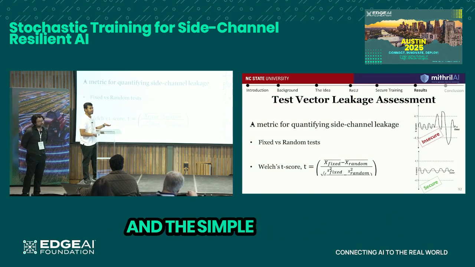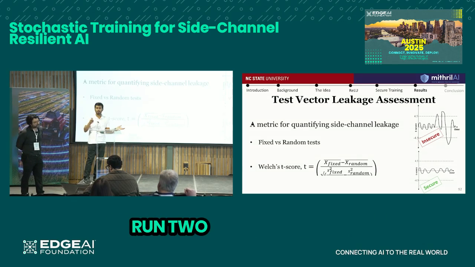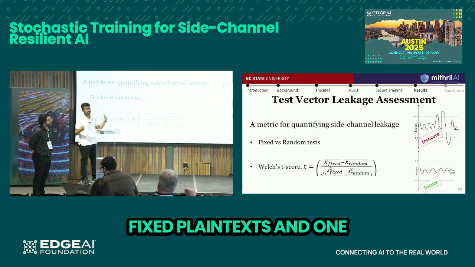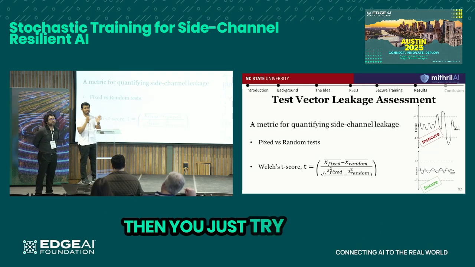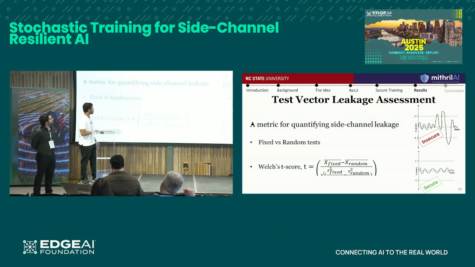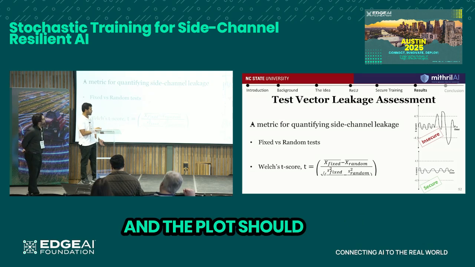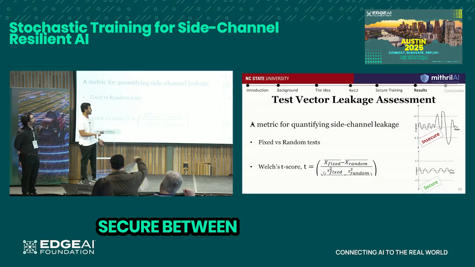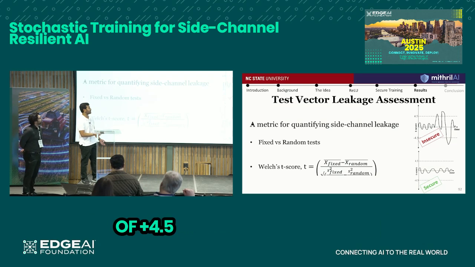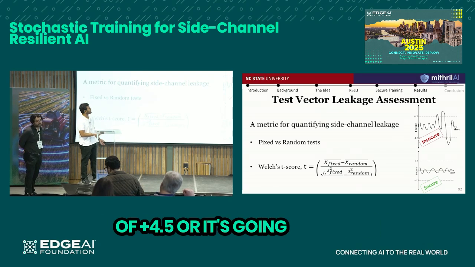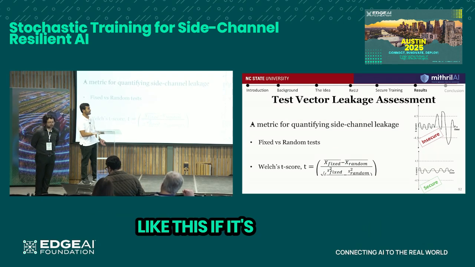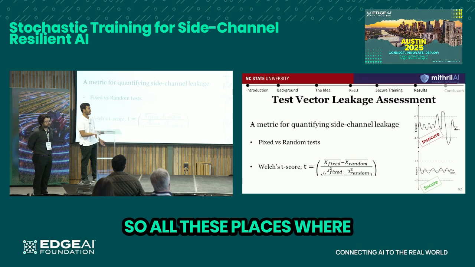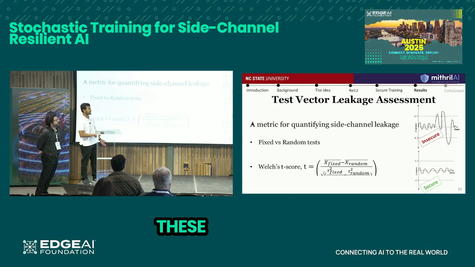Okay? And the simple idea is you run two tests, one with fixed plaintexts and one with random plaintexts, and then you just try to see if those are statistically different. The plot should look something like this if it's secure, between the thresholds of plus minus 4.5, or it's going to look like this if it's insecure, right? So all these places where the t-scores are crossing these thresholds, those are the points where it could be attacked.